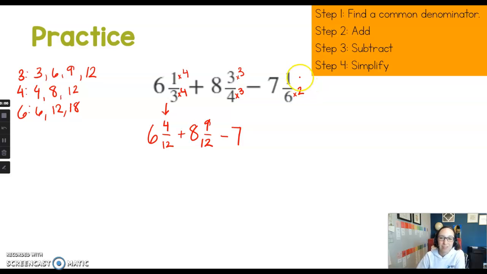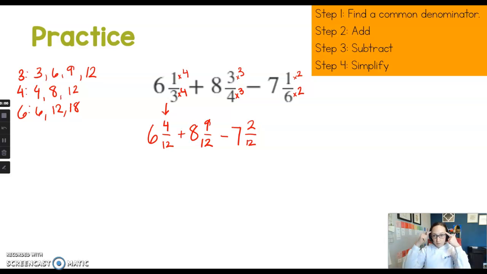Okay, now I'm going to subtract 7 and 1/6. 6 times what is 12? 2. So I need to do the same to my numerator as well. So my denominator will be 12, and I'm going to go 1 times 2 is 2. Okay, so now I have common denominators.